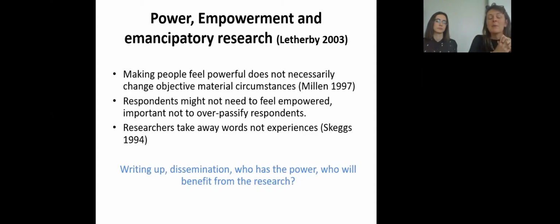So that raises important questions when we think about doing creative research, participatory research in the field. What does that mean when it comes to writing up and disseminating our research? Who has the power there? We've spoken about how in the field, power may shift between the researcher and participants, but actually who comes away and sits in front of the computer and writes up the words, and maybe submits a journal article or a policy briefing or whatever kind of dissemination method that may be? And importantly, who will benefit from the research? These are really important questions that we need to think about throughout our research process.